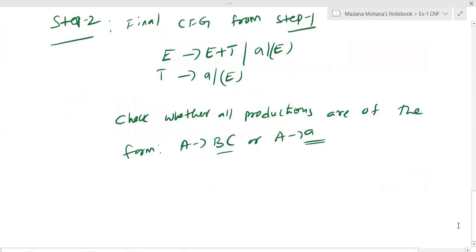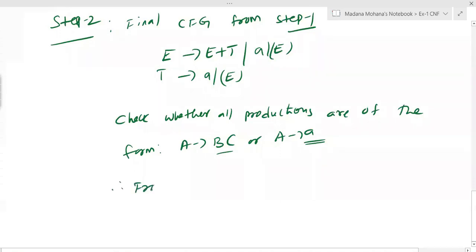So here you can see E derives E plus T. Here E is a variable, plus is a terminal, T is a variable. So it does not contain two variables. Then E derives terminal a. This is in the required form, a single terminal. Then E derives E within parentheses. Here terminal and variable combinations are there, not in the required form. Then T derives a, terminal a, is in the required form. Then T derives E within parentheses is not in the required form.